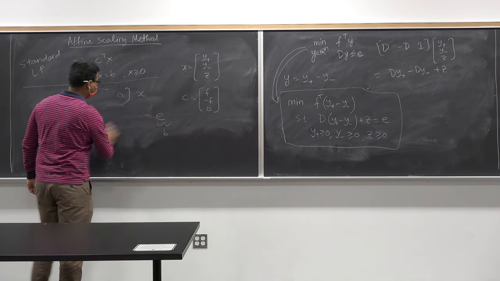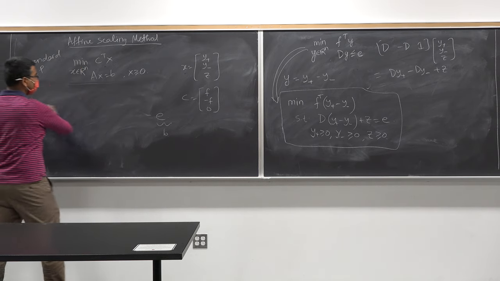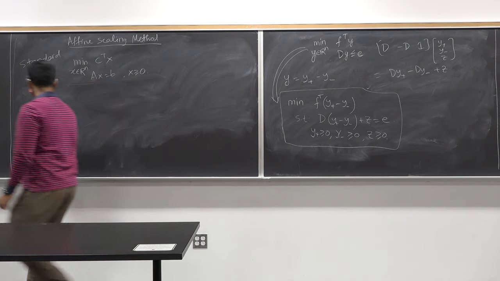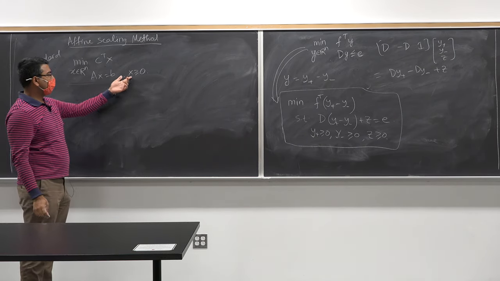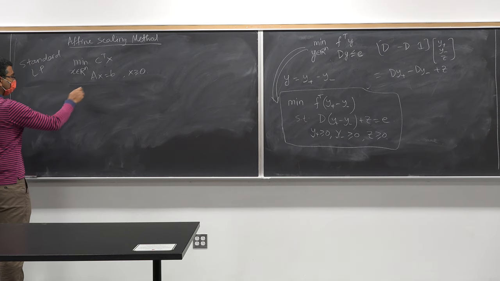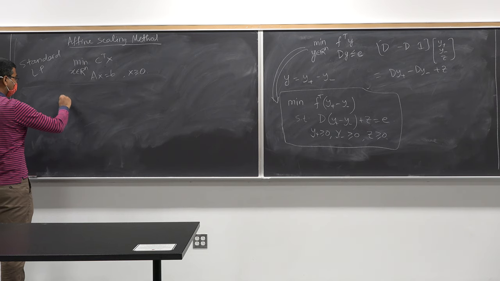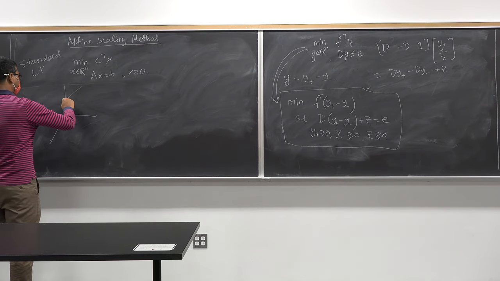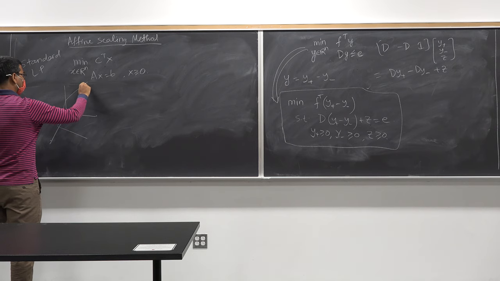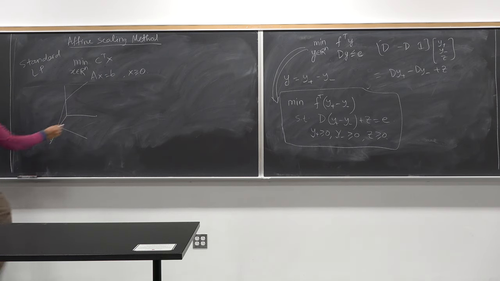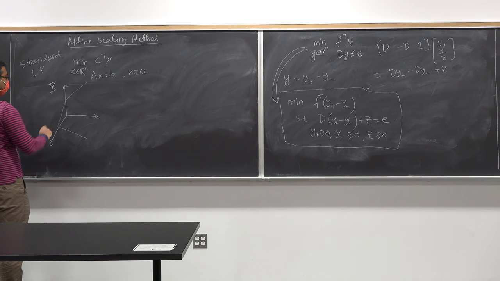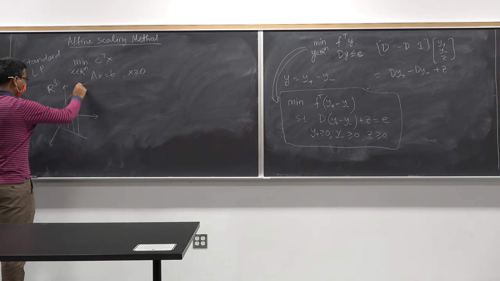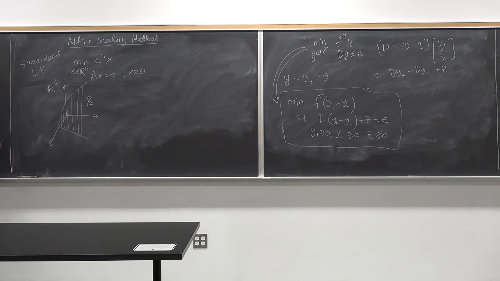Now let's focus on affine scaling method. So AX equal to B, X greater than or equal to 0, would look something like this sort of set. This is my three-dimensional space. And it's basically going to look something like this. This is my space R3, and this is my set capital X. Basically looks something like this.